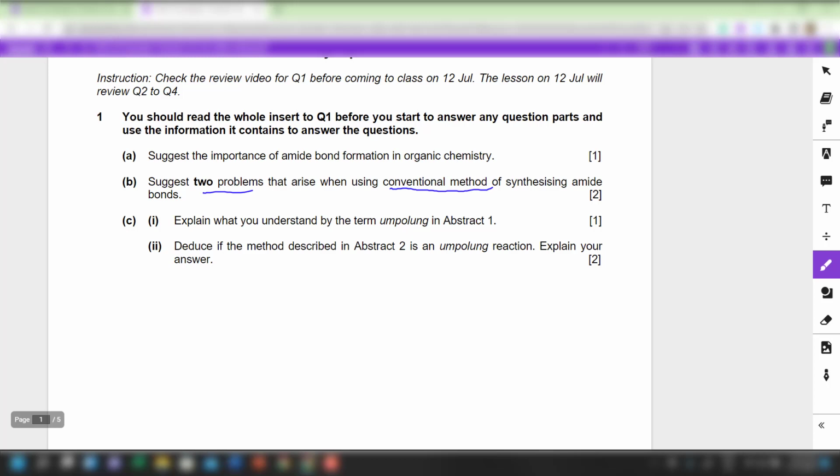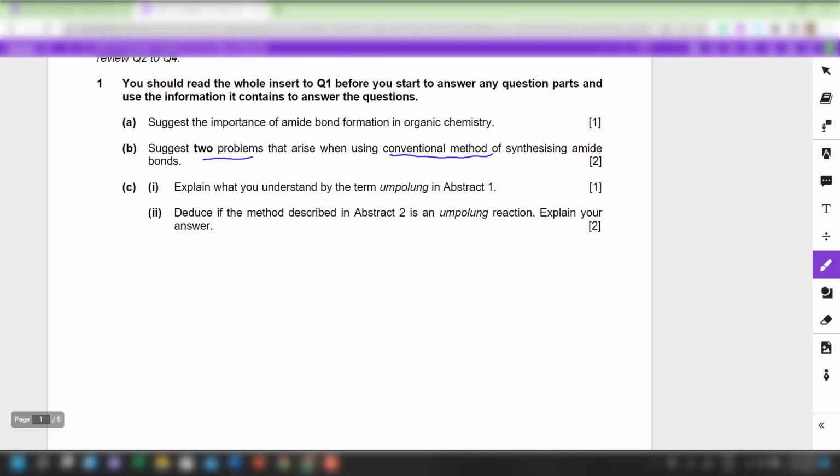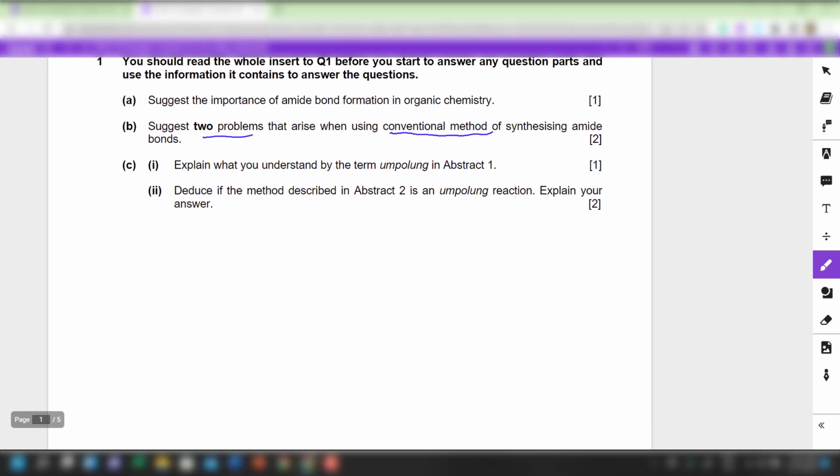So all this will make the condensative approach difficult. It will limit the condensative approach. There are really many other problems you can solve out, but these are the two most obvious ones you are able to derive from what you have learned in your curriculum. Okay, then if you move on to part C1, we are asked to explain what you mean by Umpolung.